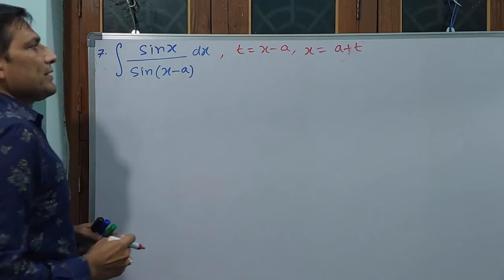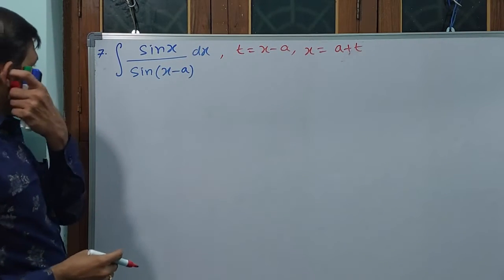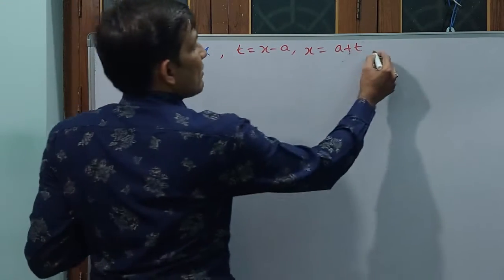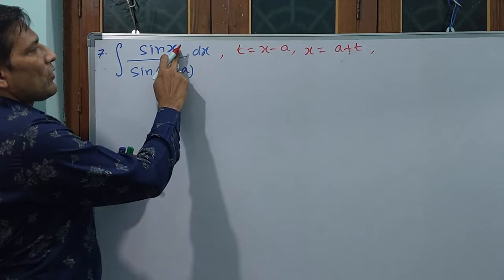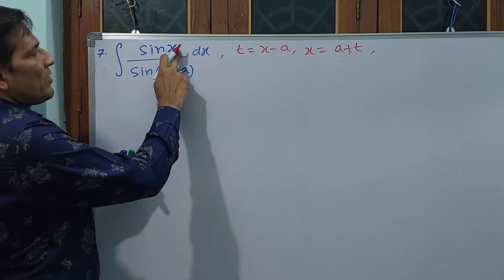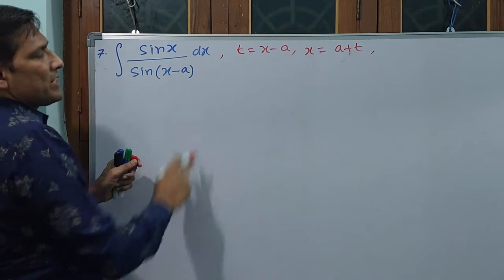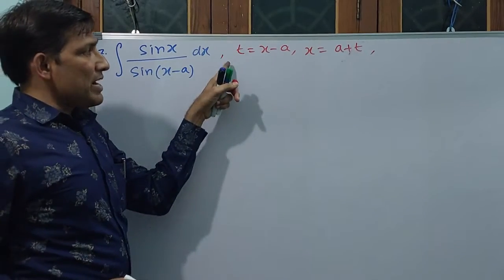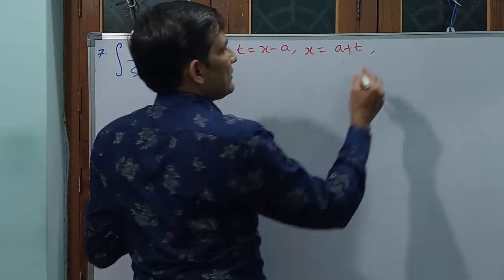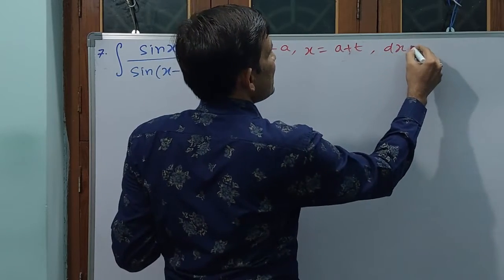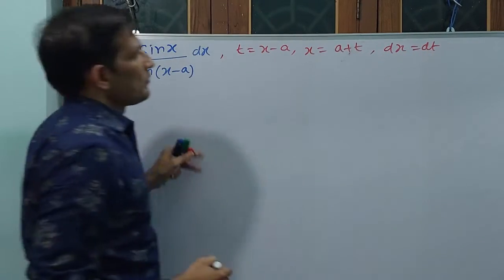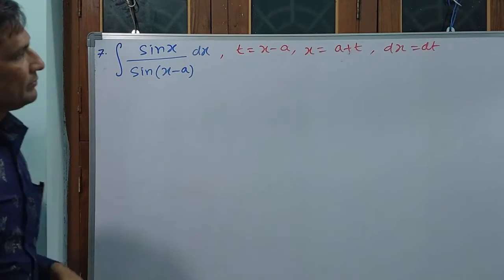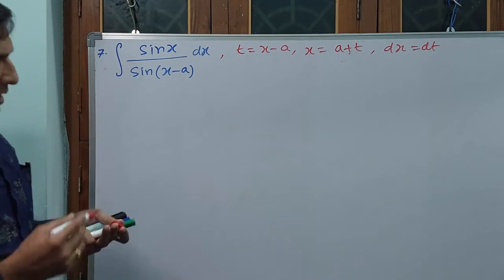Okay? x is equal to a plus t. x minus a we have taken as t. Okay, another one. See here, what about dx then? This you are going to write as sin of a plus t, and sin t. But what about dx? dx by dt is equal to 1. That means dx is equal to dt. Okay, dx is equal to dt. Nothing is there.